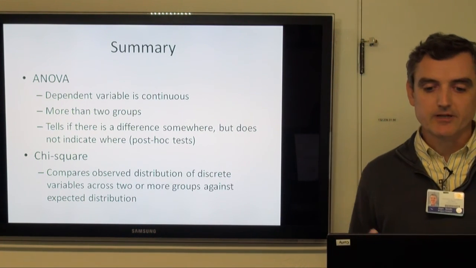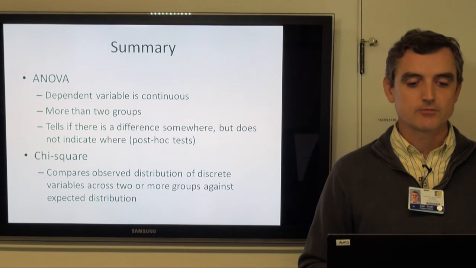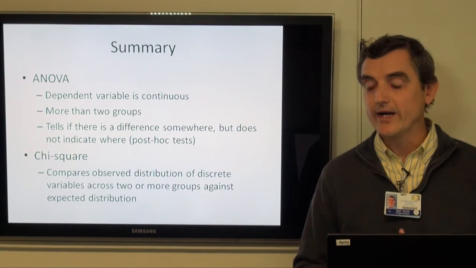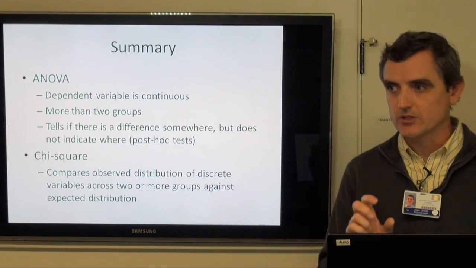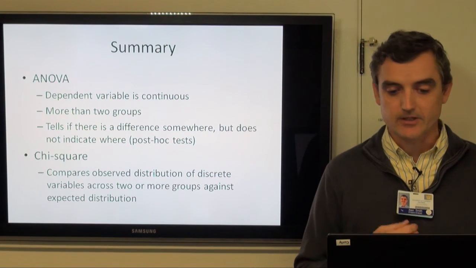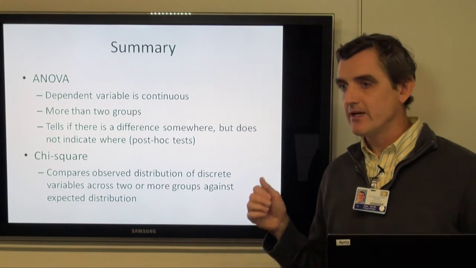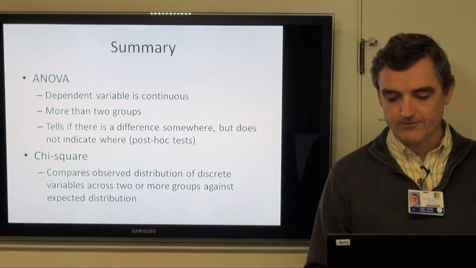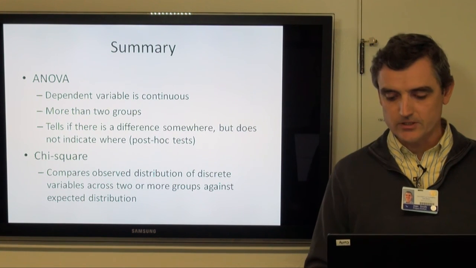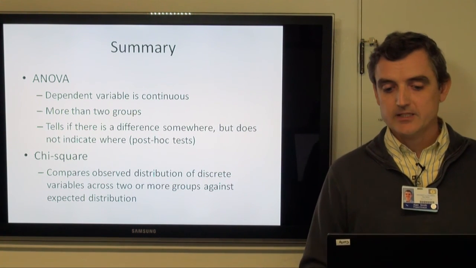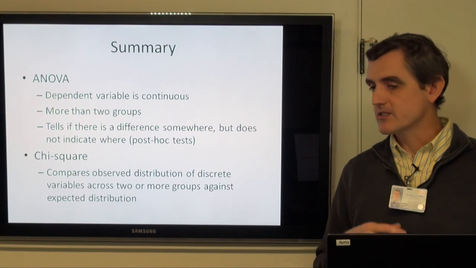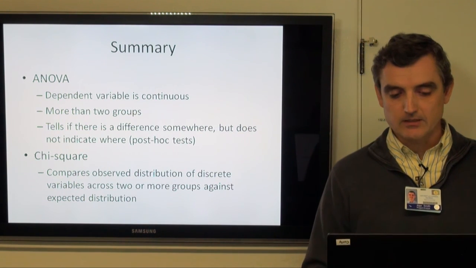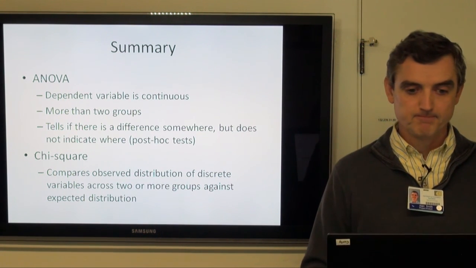So again, analysis of variance, dependent variables, continuous. We can use this with more than 2 groups, and it tells if there is a difference somewhere, but we can't tell where. So we can't tell which groups are different just based on the results of analysis of variance. And so for that, we have to do some kind of post hoc testing. And there are different types of tests, depending on how conservative you want to be. Chi-square is just comparing the distribution of a discrete variable across 2 or more groups compared to what we would expect the distribution to be.